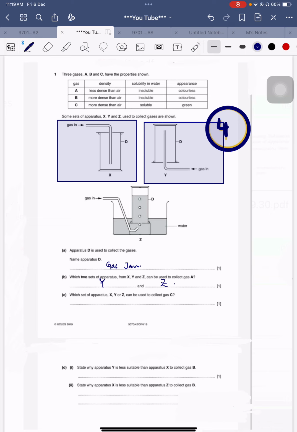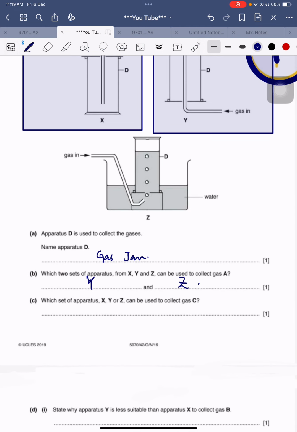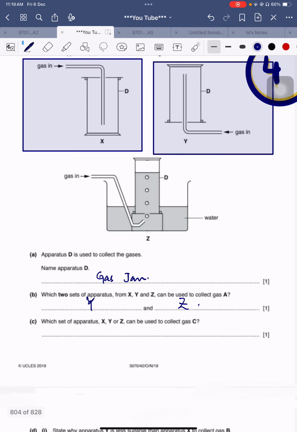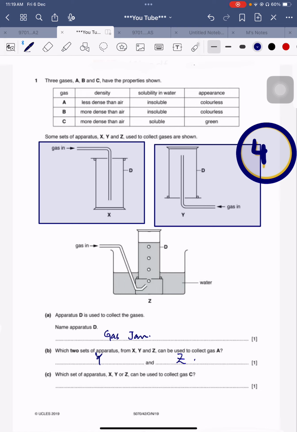Which set of the apparatus X, Y, or Z can be used to collect gas C? Look at C right now. It is soluble in water, so we cannot collect it through the Z method. It is more dense, so will it move up or move down? It will move down, so the answer is X, because it is more dense. Gas C is more dense, so it will come down. It is soluble, so we can never collect soluble gases through water. Why is it so? Because soluble gases will react with water. As a result, the gas will be wasted.